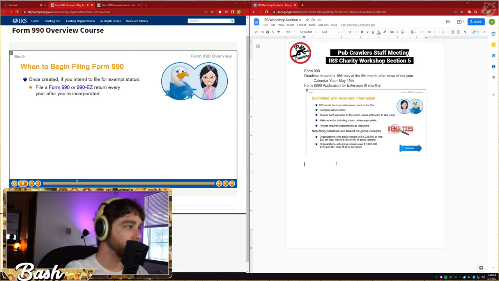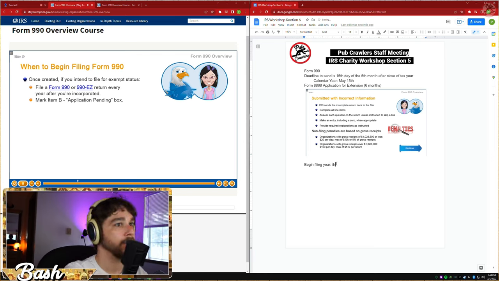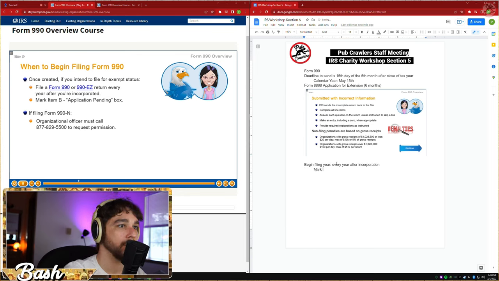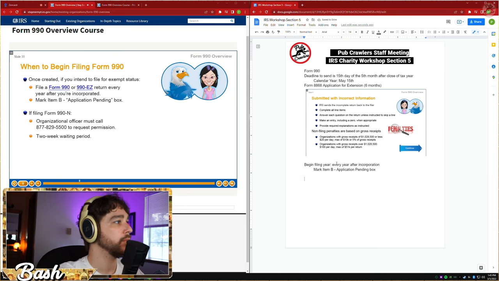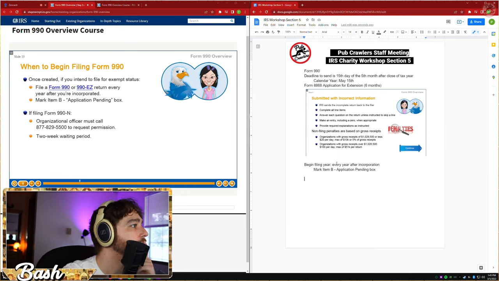Return before you receive tax exempt status, you need to mark item B, the application pending box, on your Form 990 or 990EZ, so the form will be accepted by the IRS. What if I file a Form 990N? There's no application pending box on Form 990N, but if you're eligible and wish to file a 990N before receiving a determination letter, an officer from your organization could call the TEGE Customer Account Services line at 877-829-5500 to request permission to file Form 990N. It usually takes about 2 weeks for the IRS to set up the filing permission, so if you don't want to wait that long, you can file a Form 990 or 990EZ, but don't forget to check box B.